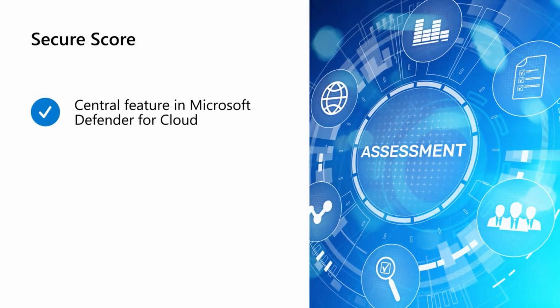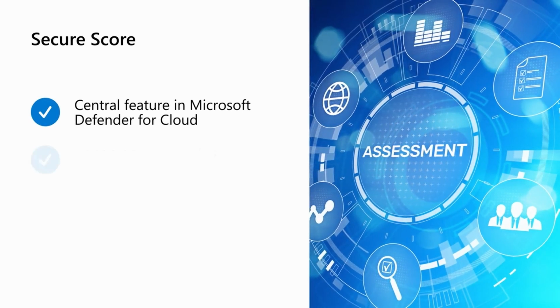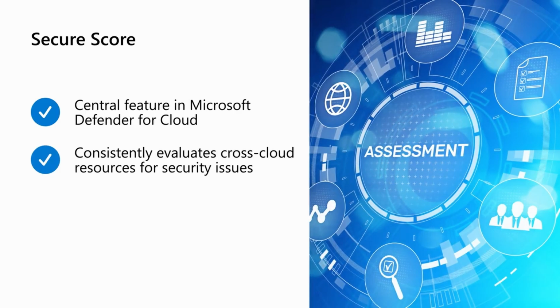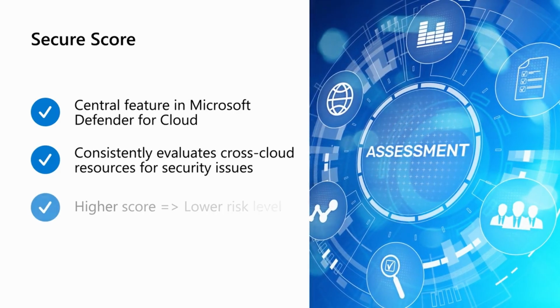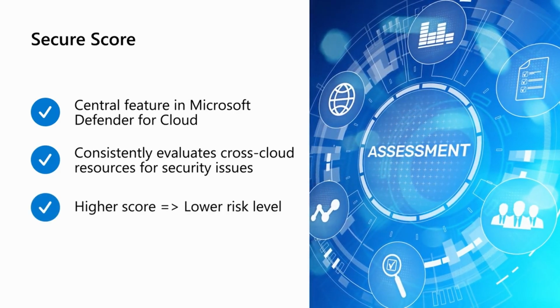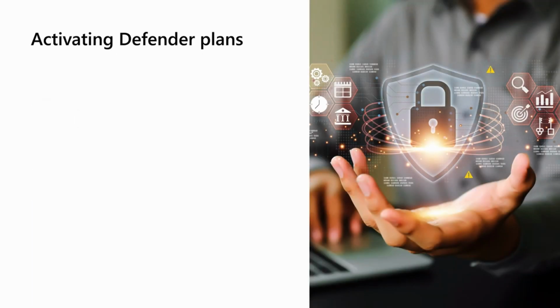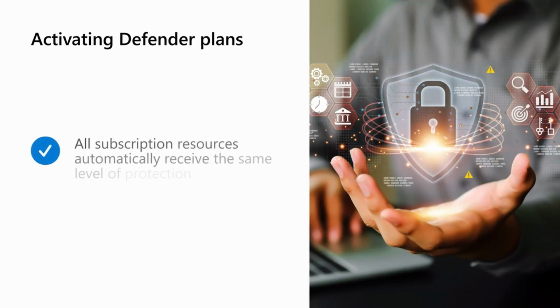Progressing further, you learn that Secure Score is the central feature in Microsoft Defender for Cloud that consistently evaluates your cross-cloud resources for security issues. The higher the score, the lower the identified risk level. You learned that when you activate Defender plans for your Azure subscriptions, all the resources within that subscription automatically receive the same level of protection.